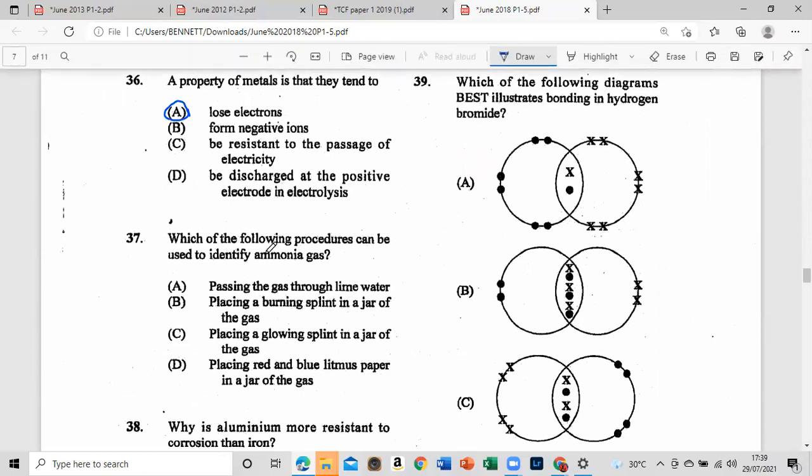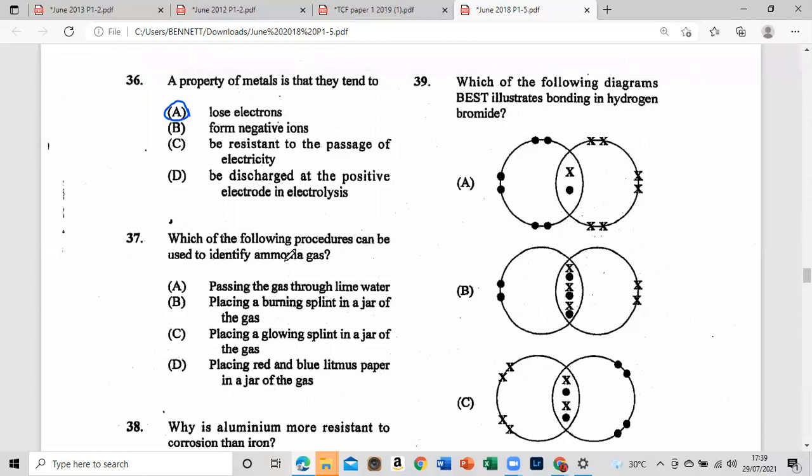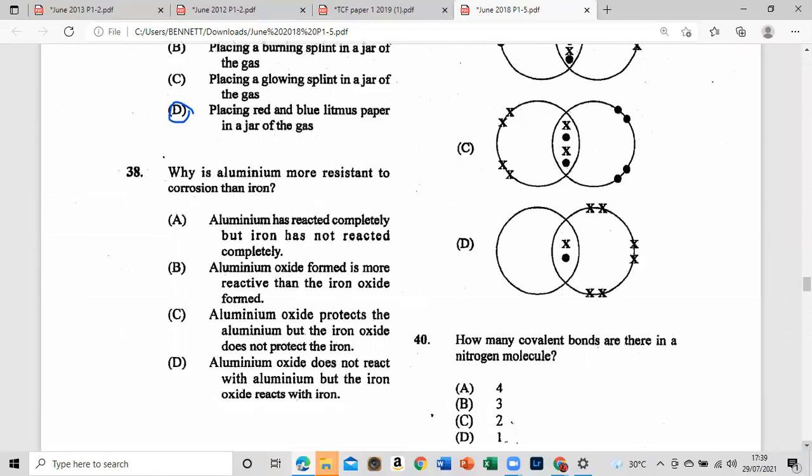Which of the following procedures can be used to identify ammonia gas? A, passing the gas through water? B, placing a burning splint in a jar of the gas? C, placing a glowing splint in a jar of the gas? Or D, placing red and blue litmus paper in a jar of the gas? And that is D, placing red and blue litmus paper in a jar of gas.